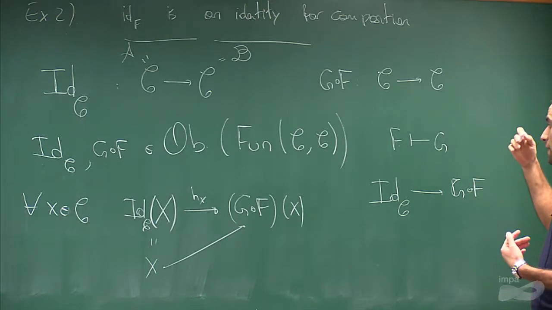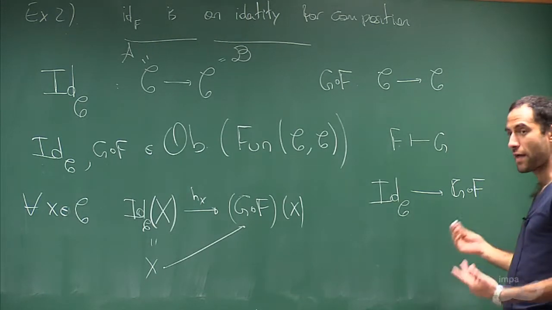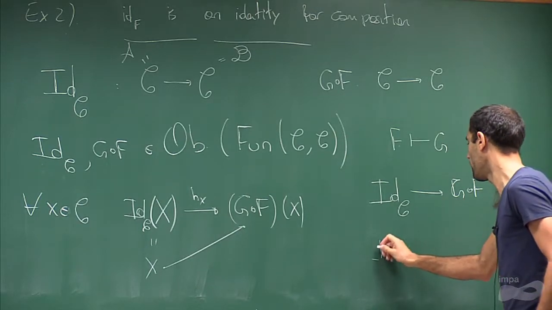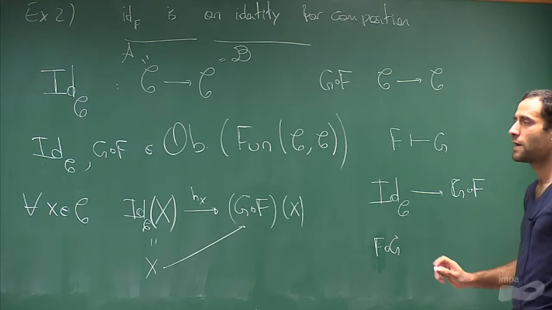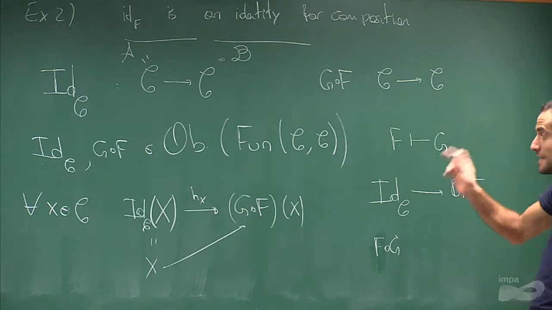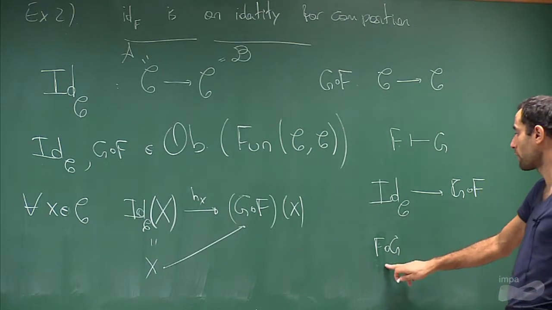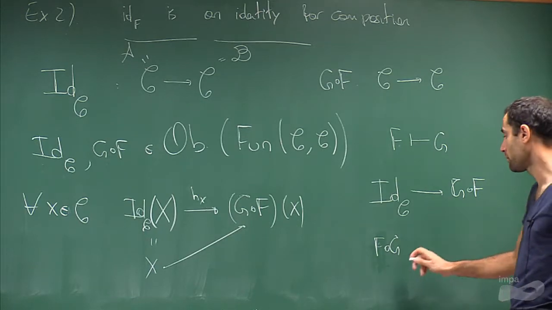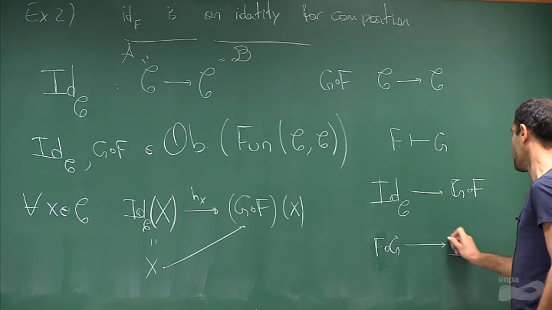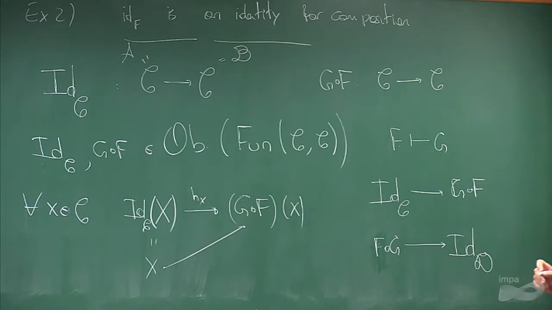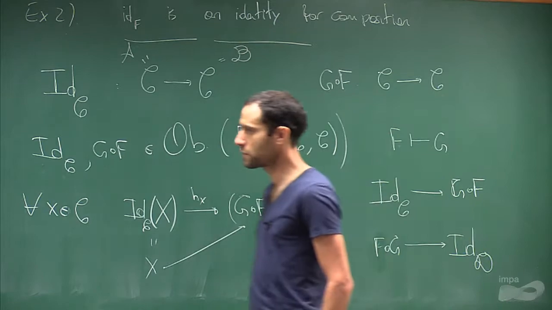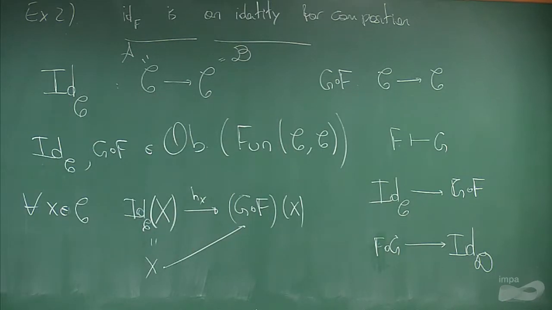And now we also have functors the other way around. We have F composed with G. Now here A and B are going to be D. This is an endofunctor from the category D into D. And we have a map to the identity of the category D. Okay? So that's whenever we have a pair of adjoint functors.